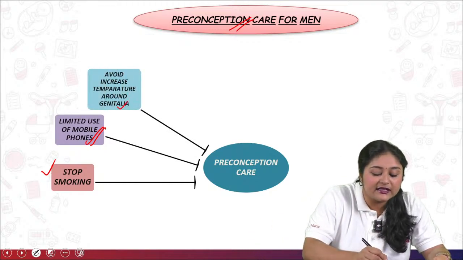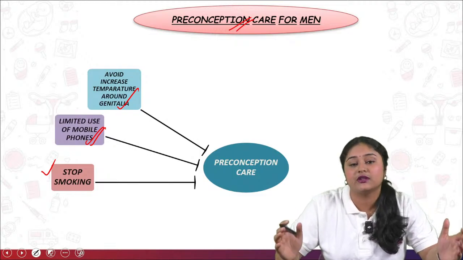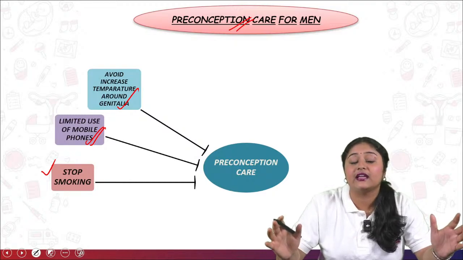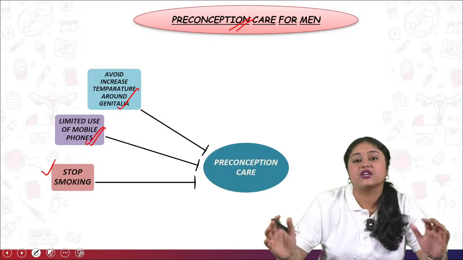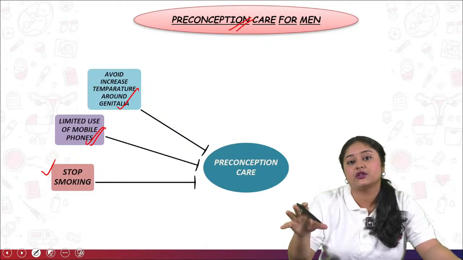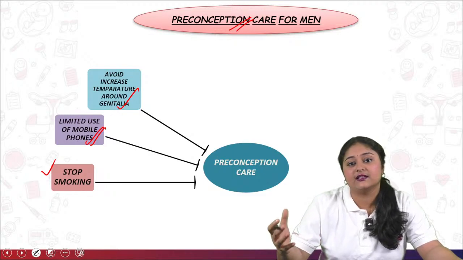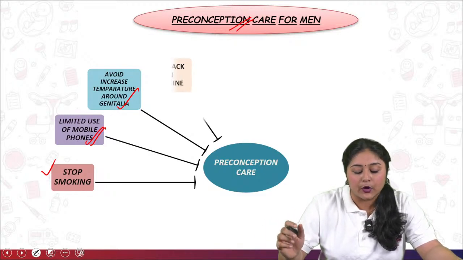Next, avoid the increased temperature around the genitalia. We always have to give the information to the men, like always using very loose clothes, especially at night time or sleeping time. So what will be helpful? The blood circulation will be proper in the genital area, so the sperm count and the maturation of the sperm will be proper for the man.